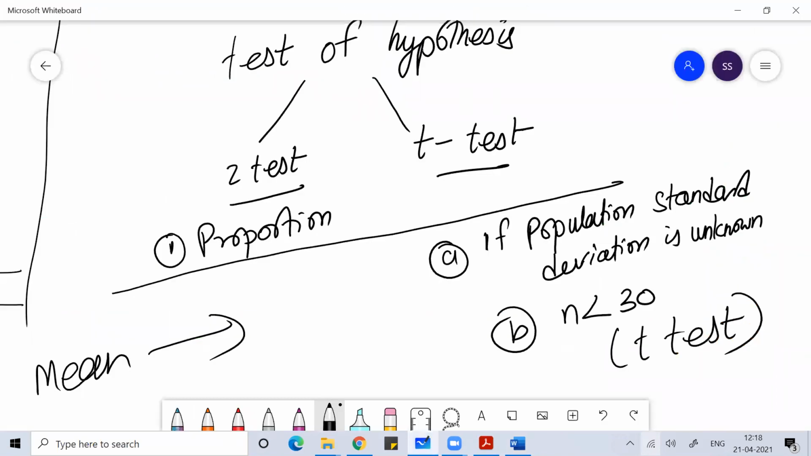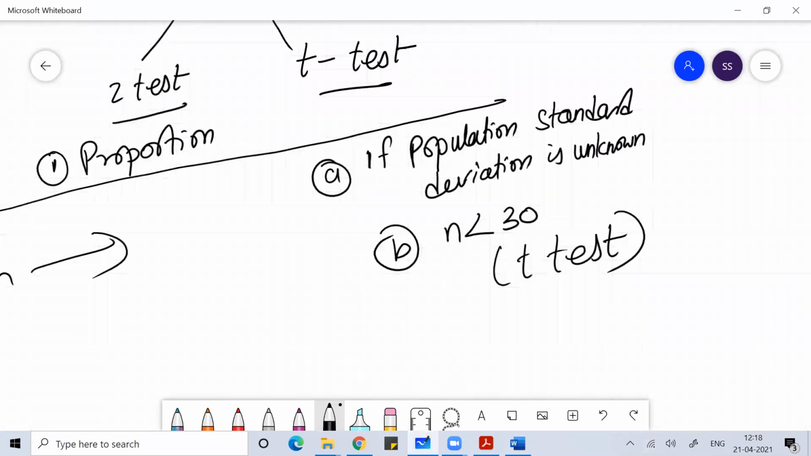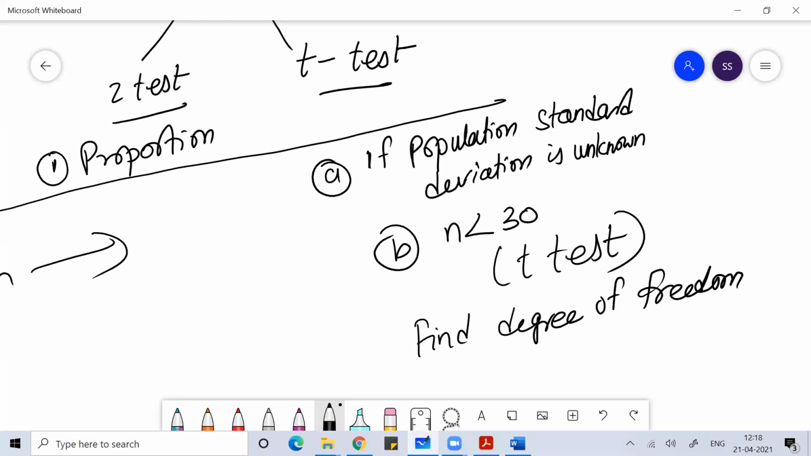Whenever we work on a t-test, we find the degree of freedom, where the degree of freedom is nothing but n minus 1. So whatever n is given, n minus 1 will be our degree of freedom. While working on a z-test, we don't have to find a degree of freedom.